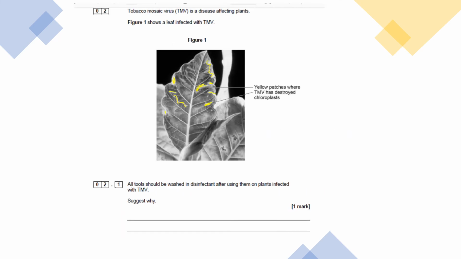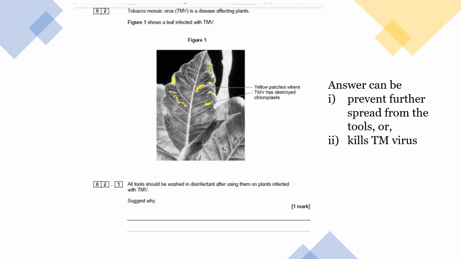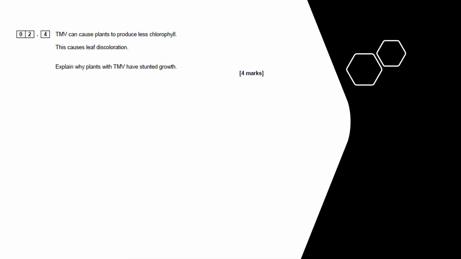Question 2. Tobacco mosaic virus, TMV, is a disease affecting plants. Figure 1 shows a leaf infected with TMV. Question 2.1. All tools should be washed in disinfectant after using them on plants infected with TMV. Suggest why. As the plant is infected by TMV, all the tools should be washed using disinfectant to prevent further spread or to kill the virus. Now we'll go to question 2.4.